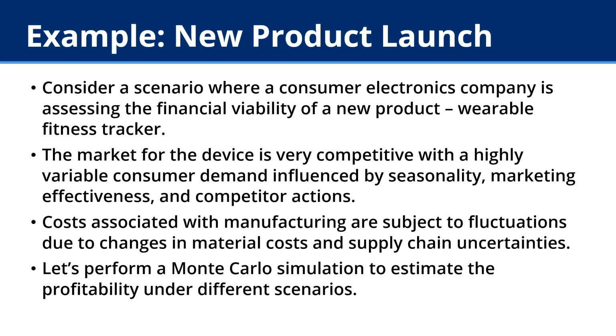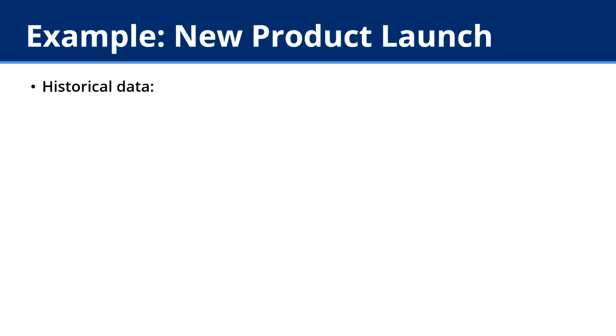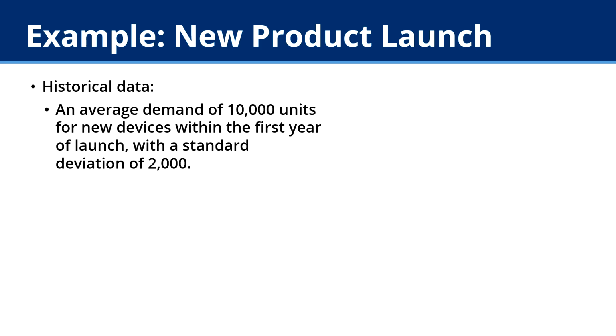And based on those factors, you can then simulate this and get an output, which is the profits here, and then do some kind of analysis on that profits. So I'll pick one of these input variables here, the demand for the product. Let's say based on historical data, the average demand for the device is 10,000 units within the first year of launch. And the standard deviation of this demand, based on previous launches of similar devices, let's say it was 2,000 units.